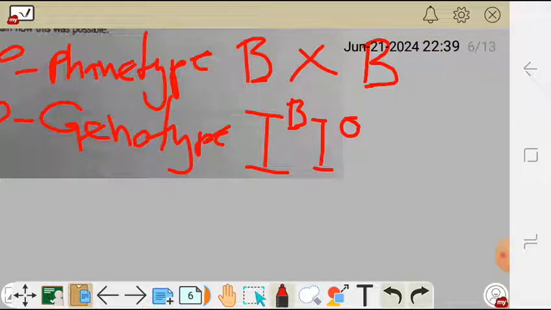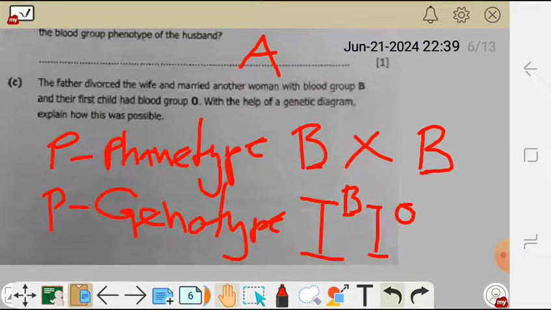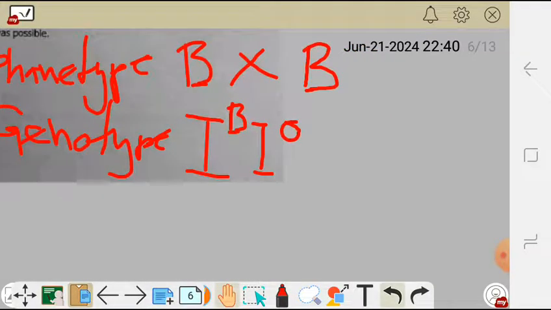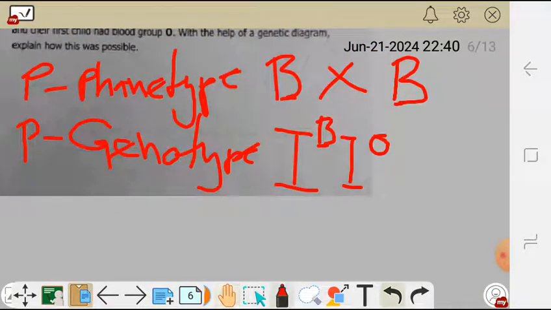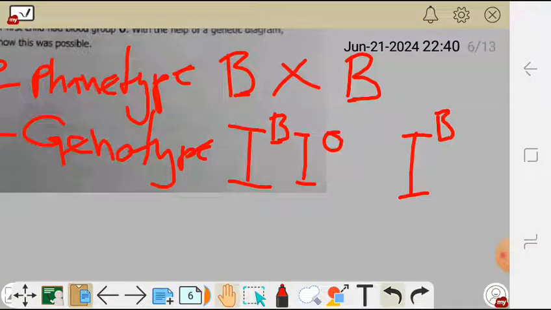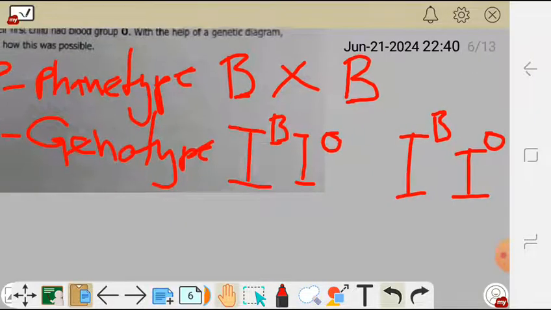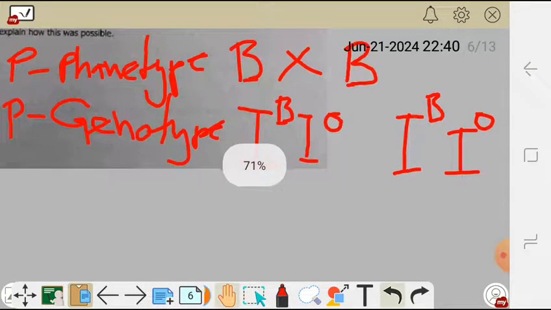Since they produce a child with blood group O, meaning even this B here should have blood group O, should have a gene for O. So here we are also going to have I^B crossed with I^O.